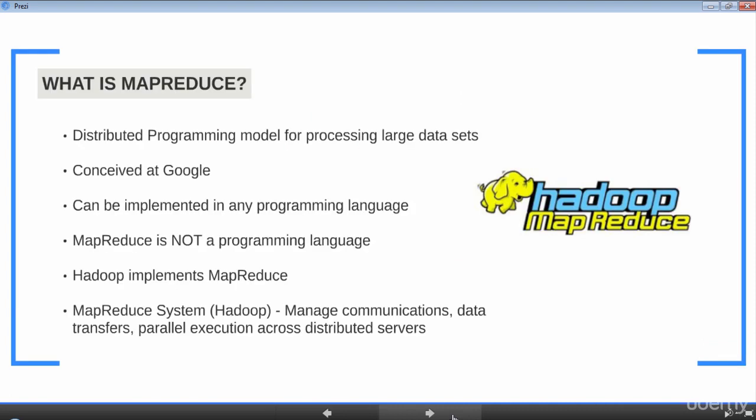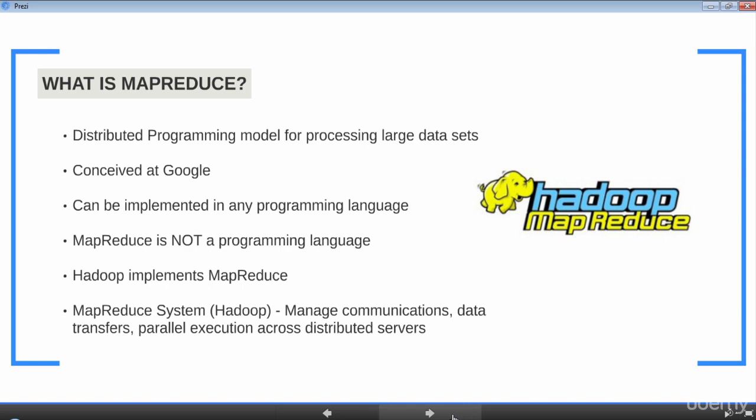Okay, so let's summarize what we learned about MapReduce. MapReduce is a distributed programming model for processing large data sets. This concept was conceived at Google, and Hadoop adopted this programming model. It can be implemented in any programming language, and Hadoop supports a lot of programming languages to write MapReduce programs. You can write a MapReduce program in Scala, Python, C++, and of course Java. MapReduce is not a programming language. It is a programming model. So always keep that in mind.